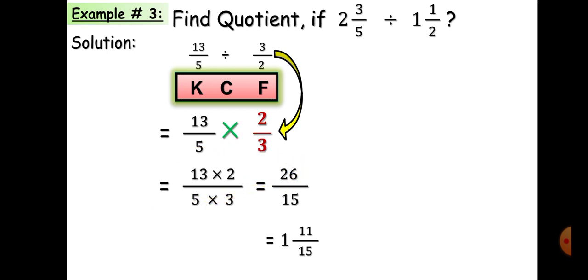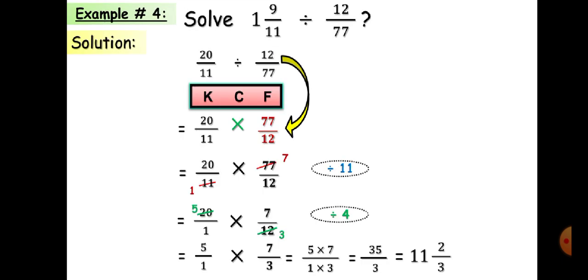Then multiply the numerator with numerator, denominator with denominator. You're going to get 26 over 15. So it's an improper fraction, so you have to change it into its mixed number. So we're going to get 1 whole 11 over 15.